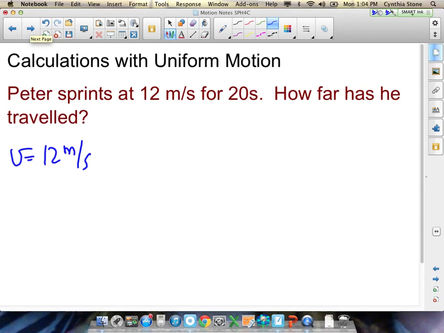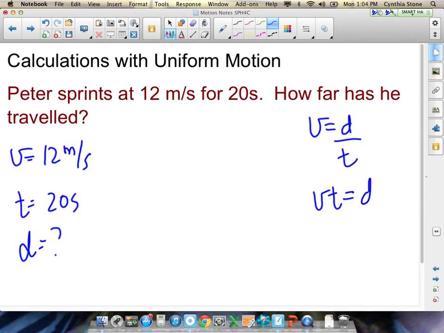And it takes him 20 seconds. And so we want to know how far does he travel during that time period. So going back to our original formula, if I want to get D by itself, just multiply each side by T. So D equals VT.